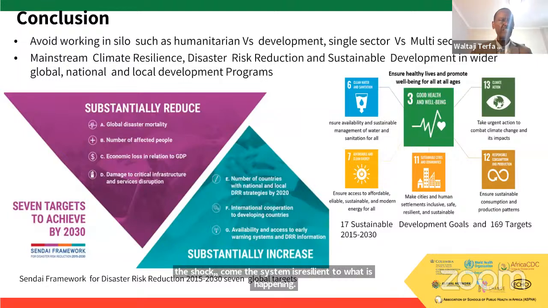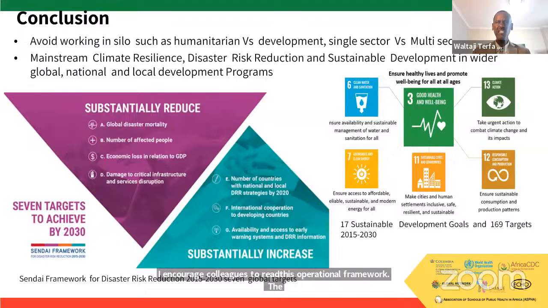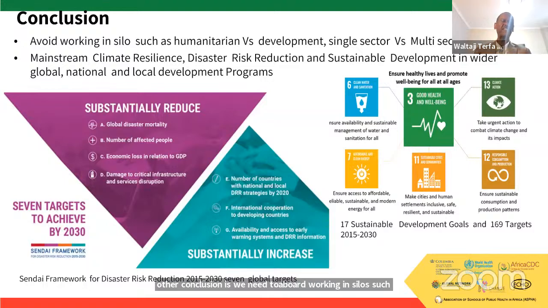The other conclusion is we need to avoid working in silos, such as humanitarian versus development, single sector versus multi-sectoral, because in most cases when these extreme events happen, a lot of resources come in, they do the response and they go. And then the event comes again. It is like when the pipe is broken, rather than fixing the pipe, the tap, they continue mopping. I used to call this mopping. We need to move from that.